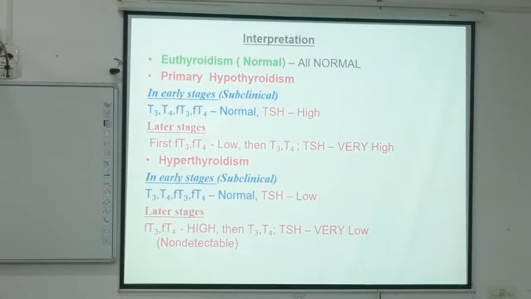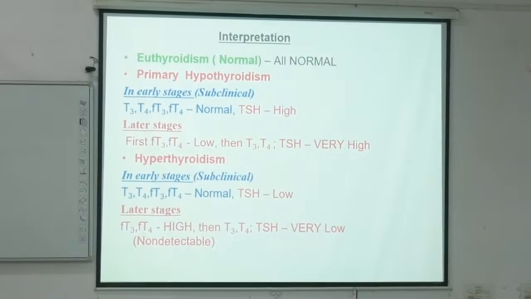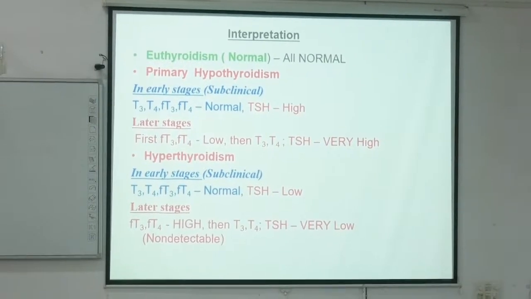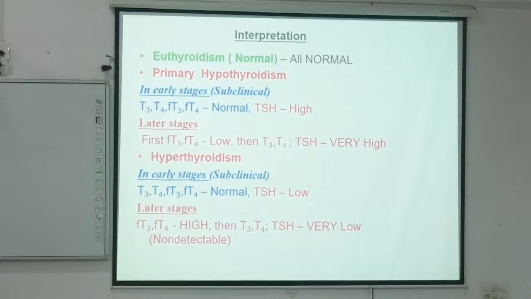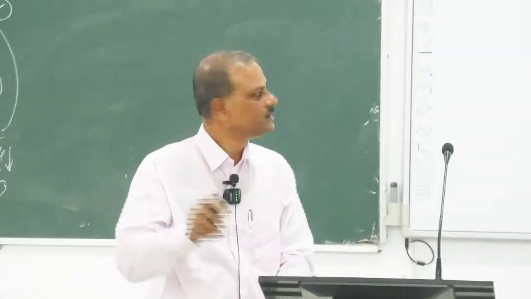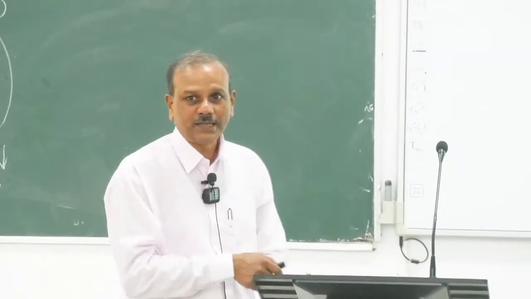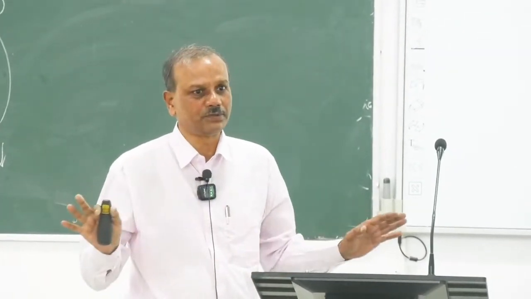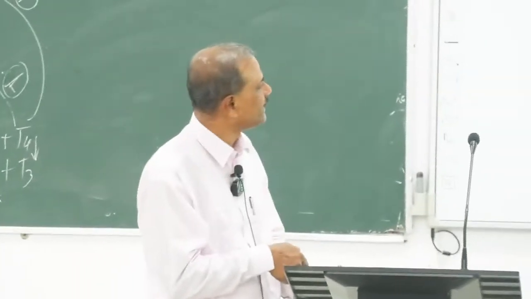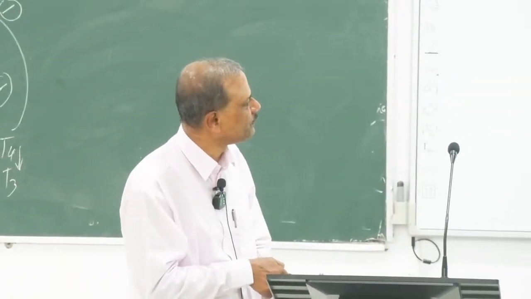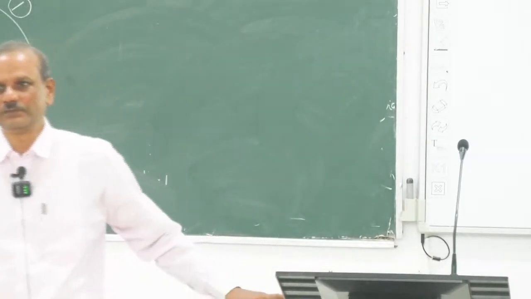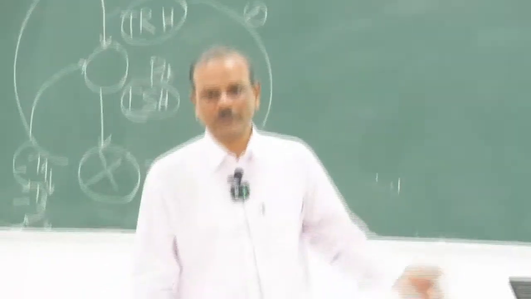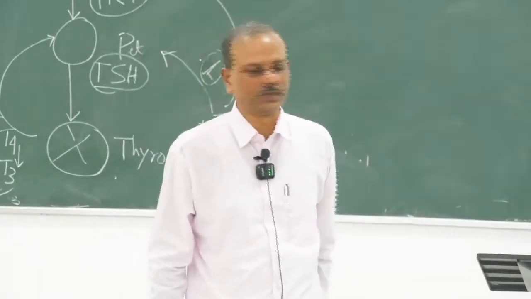You can take a little photograph if you want, I will allow it, because this you must remember. See, it doesn't develop overnight. So euthyroidism means everything is normal. Primary hypothyroidism, this is based on my experiences. In early stages, subclinical means the patient doesn't have any symptom. In that case, T3, T4, FT3, FT4 will be normal, but TSH will be high, because a compensatory mechanism will be active to restore everything to normal, and that is the reason why you are seeing everything to be normal.